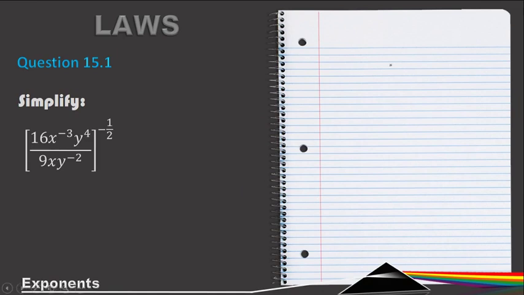Alright, so question 15.1. Now when I have a fraction and I have a negative outside the fraction, the first thing I do to get rid of this negative is I simply swap everything around and then change this to a positive, because that simplifies things immediately. So I'm just going to rewrite it as 9xy to the power of negative 2 over 16x to the power of negative 3 y to the power of 4, and that's all to the power of a half.